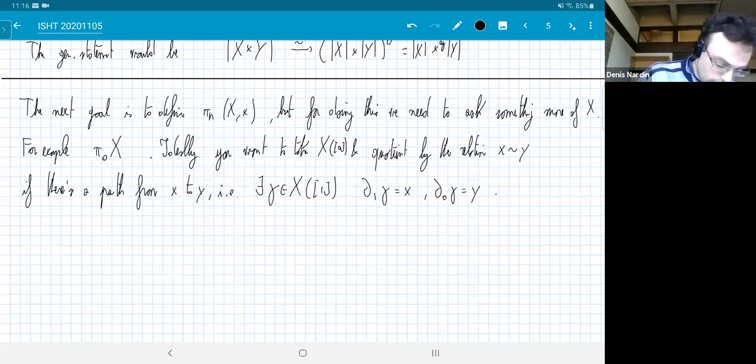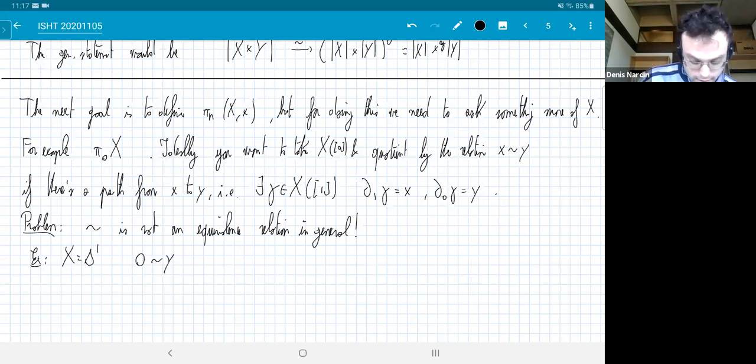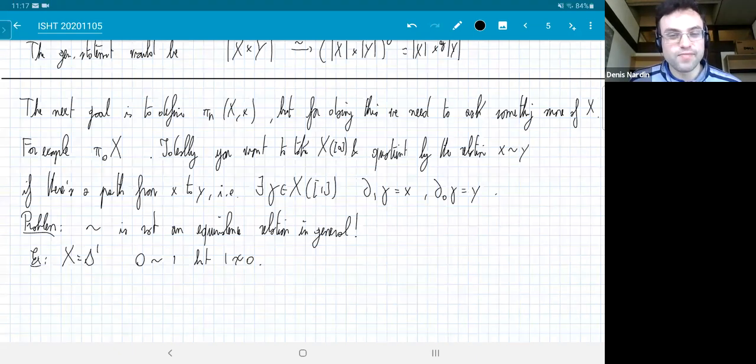Okay, that's the definition we want, but we have a problem. This is not an equivalence relation in general. And you can see, for example, for X equals delta one, zero is equivalent to one because there is the canonical one simplex that goes from zero to one, but one doesn't go to zero. There is nothing going in the opposite direction. There's some kind of directness. And that's unpleasant. We don't want this. We would like paths to be able to go forward and backward.